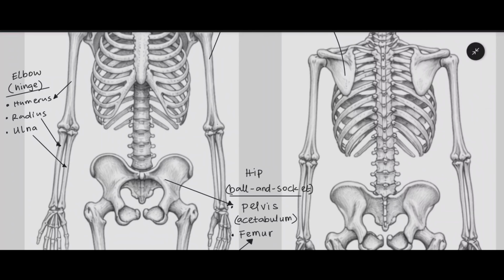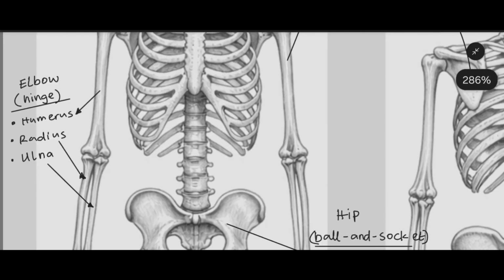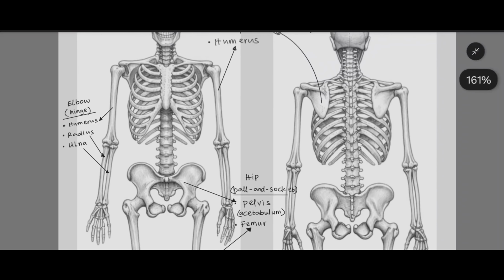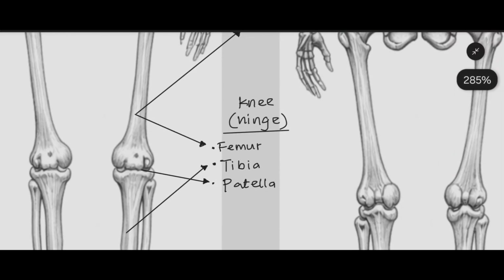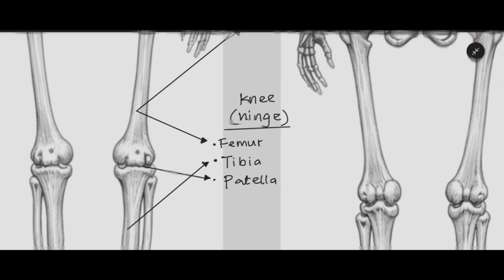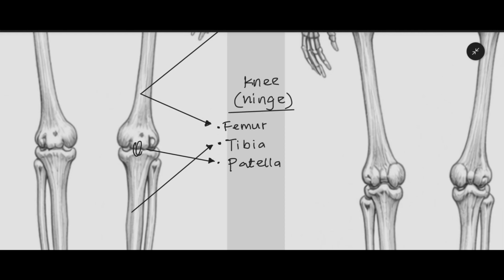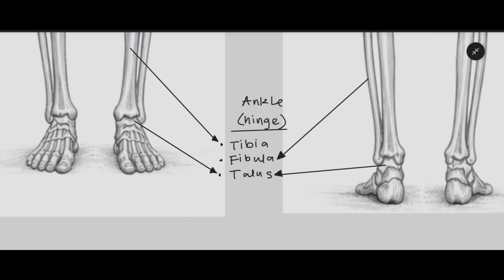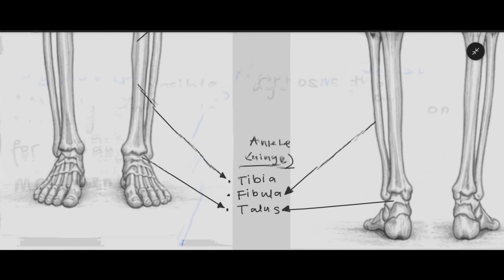At the elbow, which is a hinge joint, the articulating bones are the humerus, the radius, and the ulna. At the knee, which is also a hinge joint, the articulating bones are the femur and the tibia. Don't forget the patella sits in front as well. Patella is this little bone at the front of your knee. It's your kneecap basically. And lastly, at the ankle, which is a hinge joint, the articulating bones here are the tibia, fibula, and the talus.